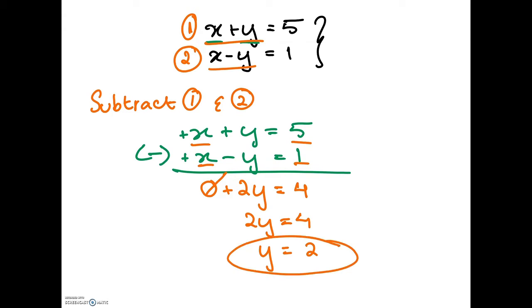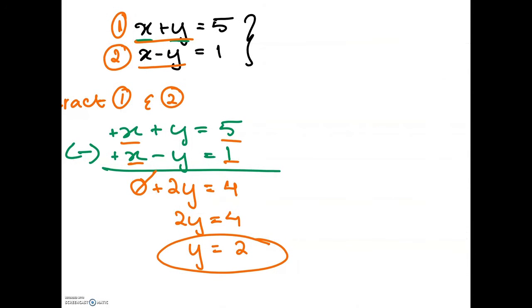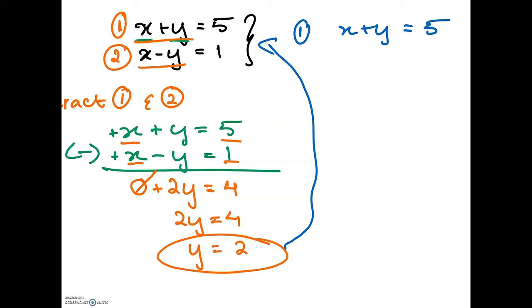So now you know that y is equal to 2. Now it's pretty simple. All you're going to want to do is substitute this back into your equation. So into 1 or 2, it doesn't really matter. I'm just going to substitute it into 1. So you have x plus y is equal to 5. You're going to substitute that y equals 2. So x plus 2 is equal to 5. And if you subtract 2, you'll get that x equals 3.